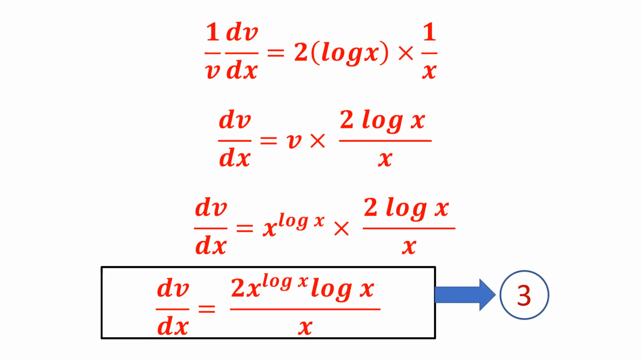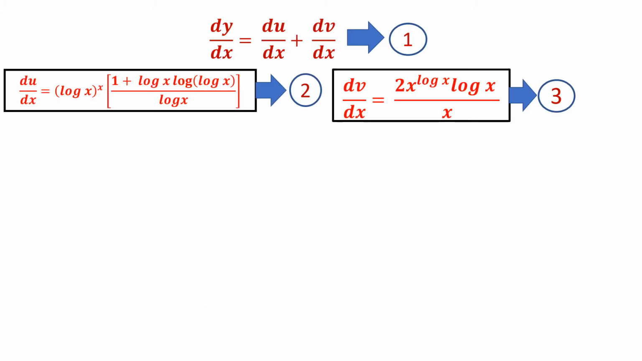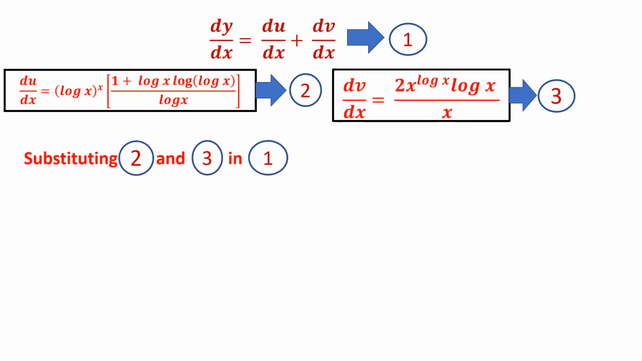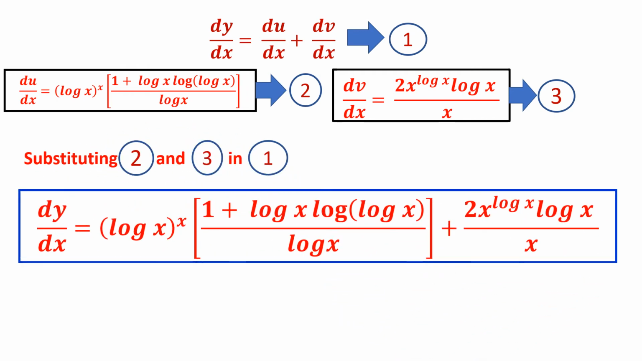We have found du by dx separately, and dv by dx separately, by making use of logarithmic differentiation. These are the equations we have: equation 1 dy by dx, equation 2 du by dx, equation 3 dv by dx. Substitute 2 and 3 in 1. You will get this first term, (log x) power x into 1 plus log x into log of log x by log x, plus the second term 2 x power log x into log x upon x.